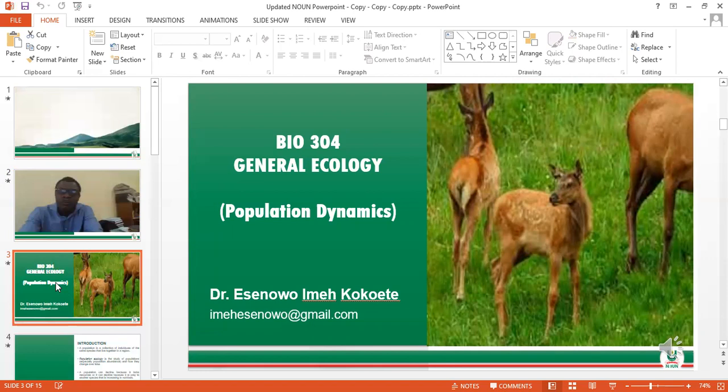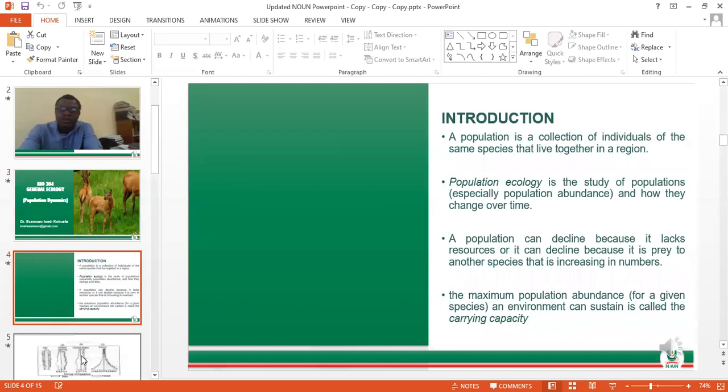Today's topic, population dynamics, or rather we say measurement of population dynamics. Like we said, population is just a collection of individuals of the same species that live together in a region. And when we talk about population ecology, what we invariably mean is just the study of populations and how these populations change over time. We have what is called an open population and a closed population. An open population is that type that changes over time. Likely a lot of factors could be responsible for it. And the closed ones are the ones that have not been able to change over time.